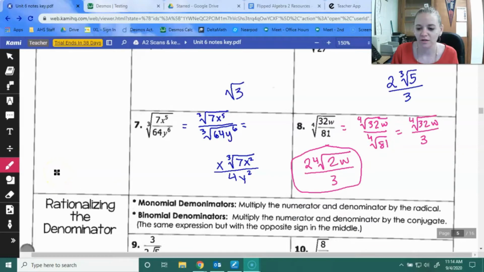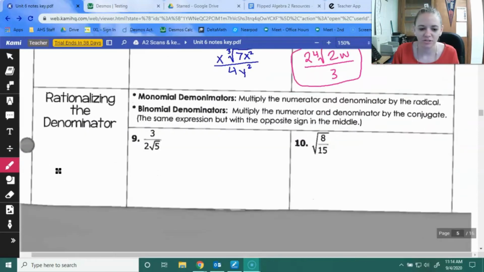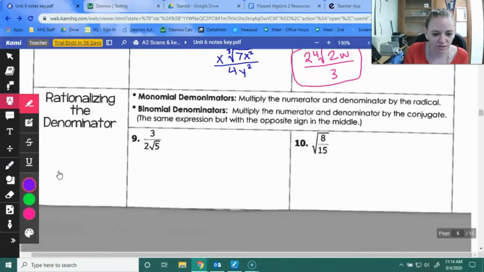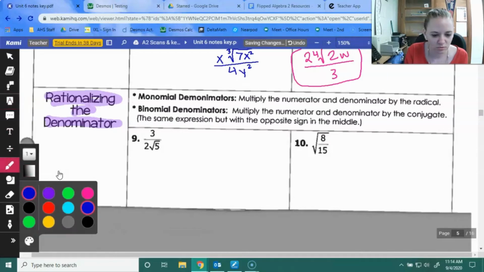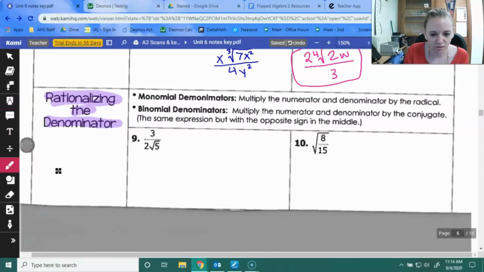I'm going to go ahead and go to the second section, rationalizing the denominator. Alright, so this should sound familiar, considering that we have all had geometry. Yes, we did some of this in geometry. Alright, let's see what we got.